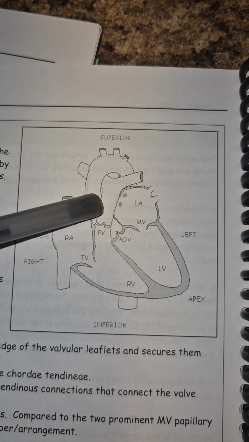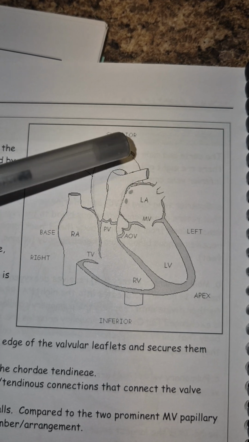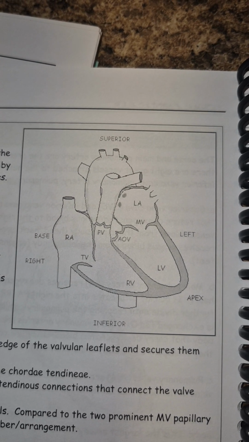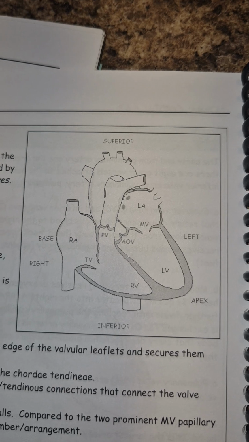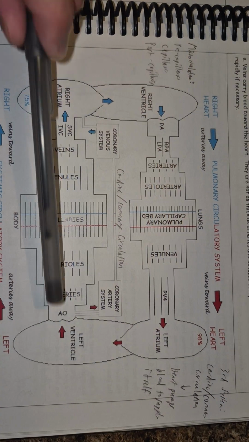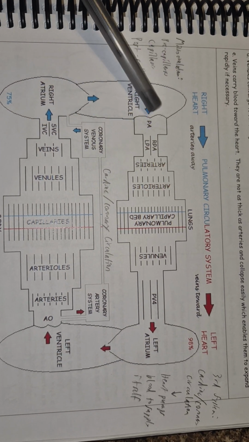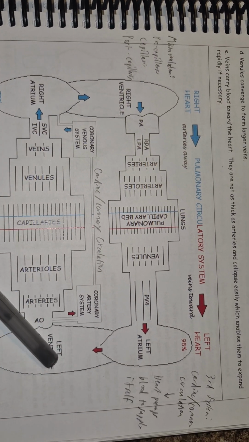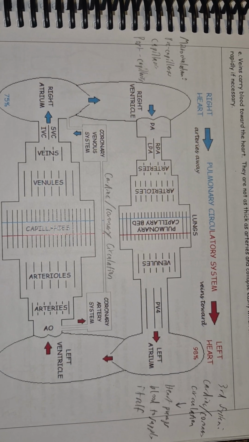The aorta is this large vessel here that basically sends blood into the rest of the body. Now we're going to talk about the various circulations. So this is just another view of the heart. Imagine these are just very primitive representations of the chambers of the heart.